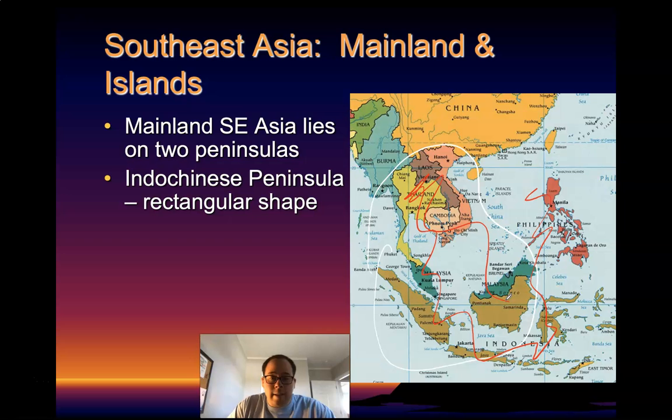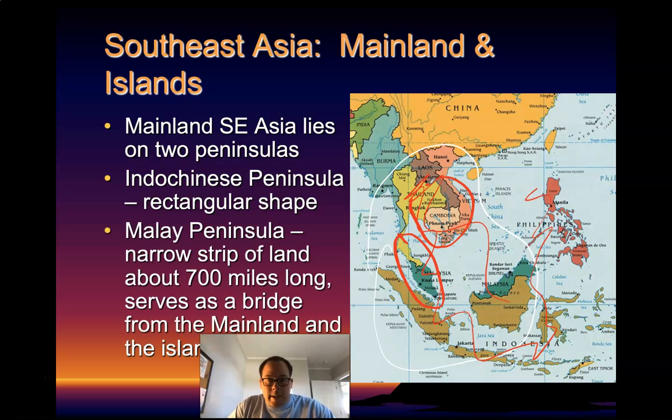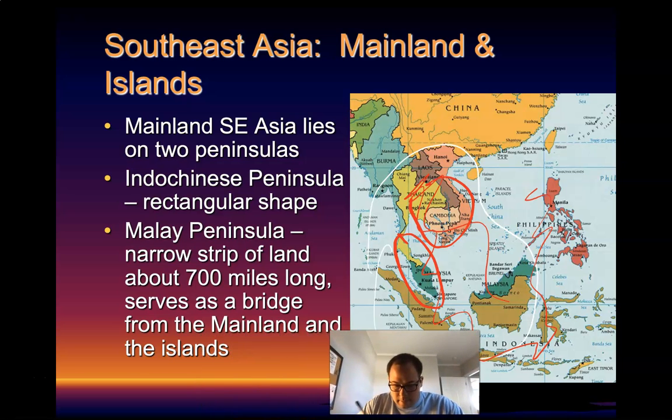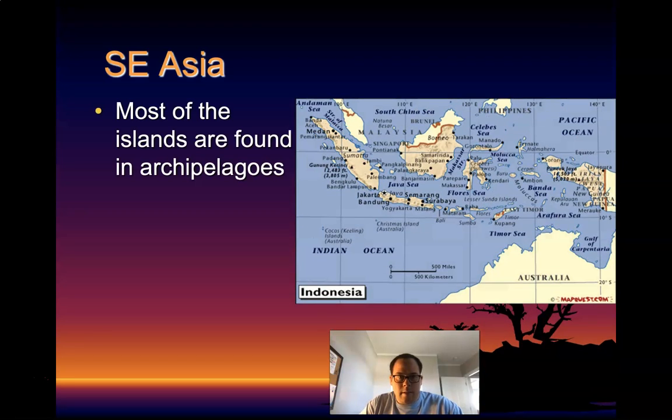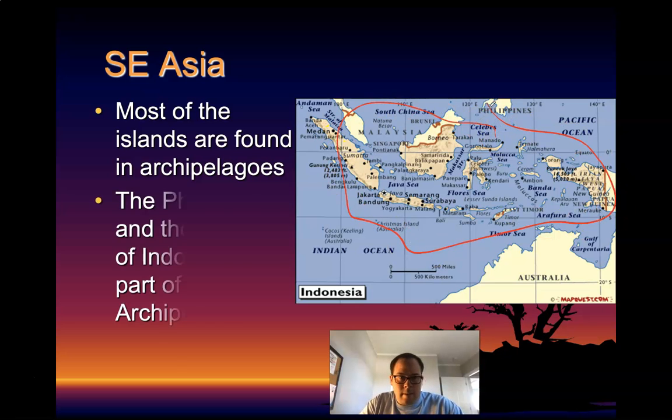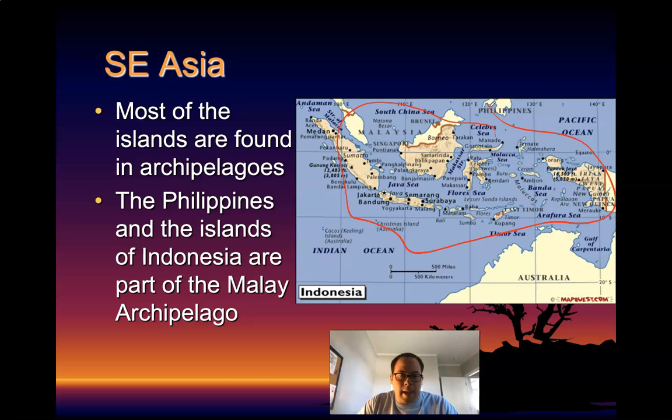There's two peninsulas here. You can see the one that Vietnam is on here, and then Malaysia and Thailand make up the second. The Indo-Chinese Peninsula, which is the rectangular shape. The Malay Peninsula, which is the narrow strip of land. Those two ones that we were talking about. Most of the islands are found in archipelagos, which means there's lots of islands that make up the region. The Philippines and the islands of Indochina are part of the Malay one.